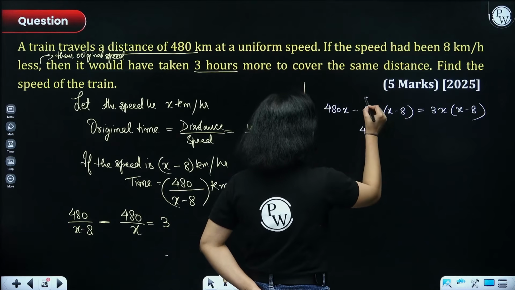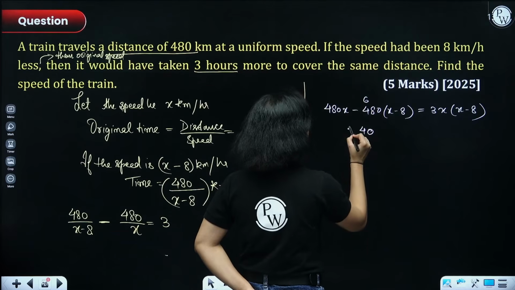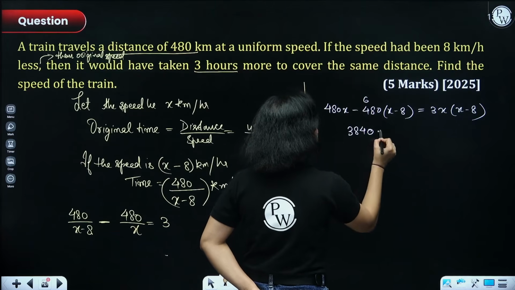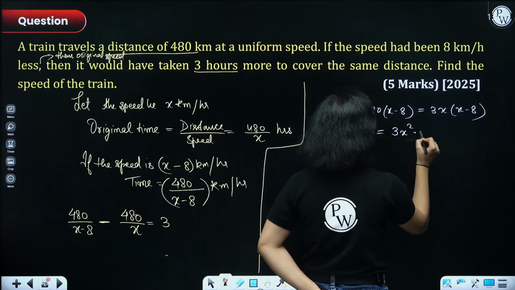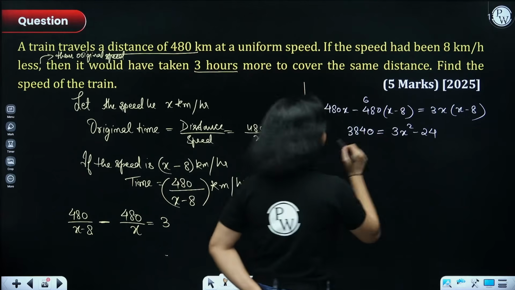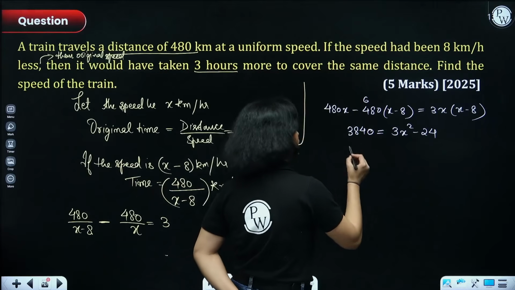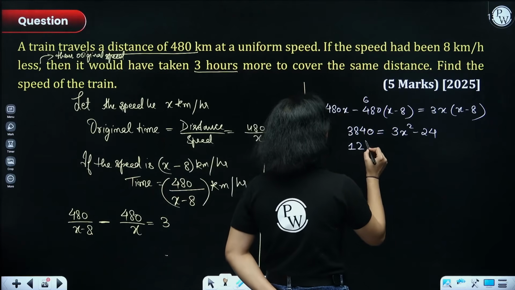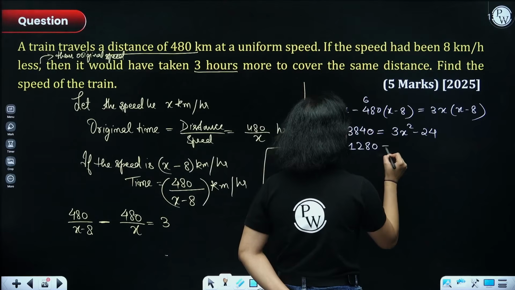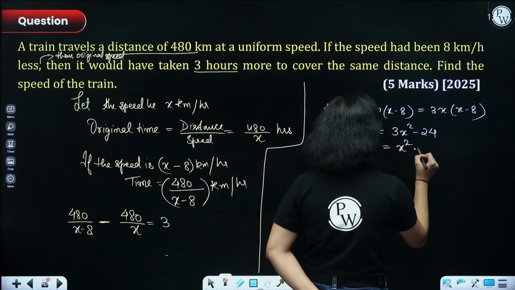64, 6, 32, 3840, right? So 3840 is equal to 3x square minus 24. We can take 3 common, and what will we get? We'll get 3, 3, 6, 8, 24. 1280 is equal to x square minus 8.